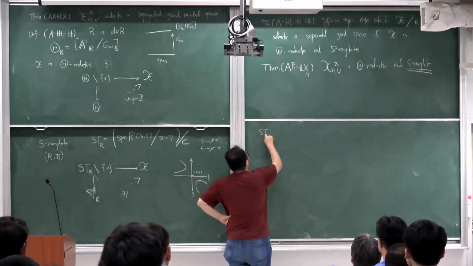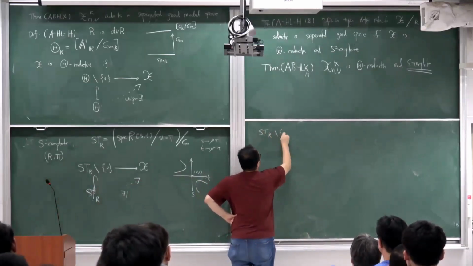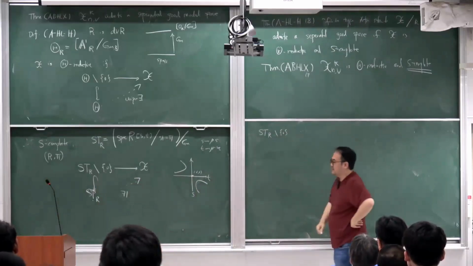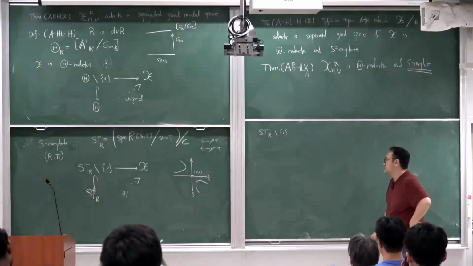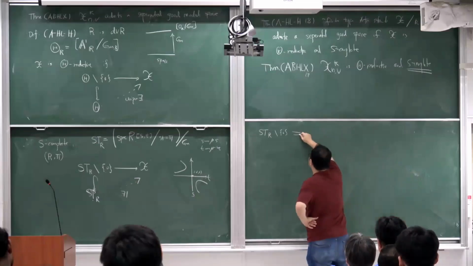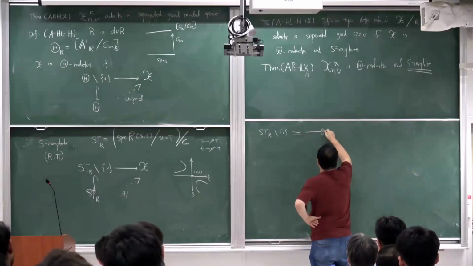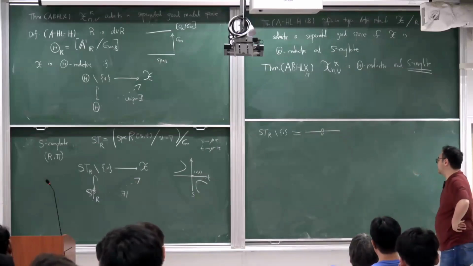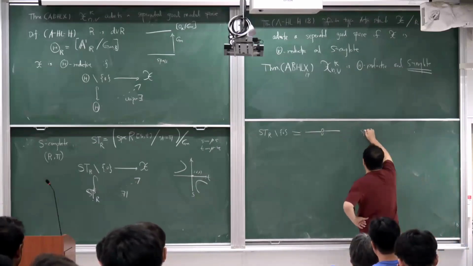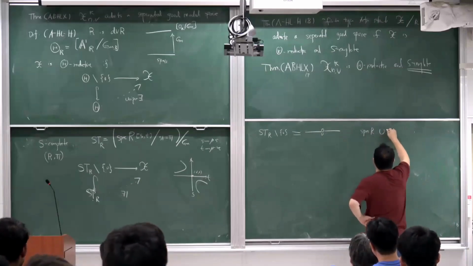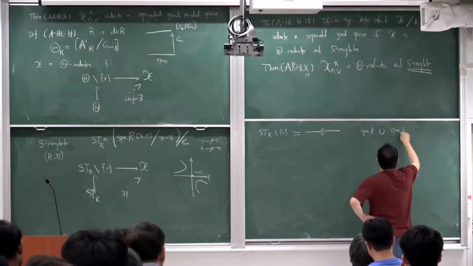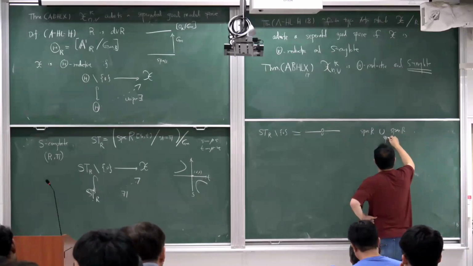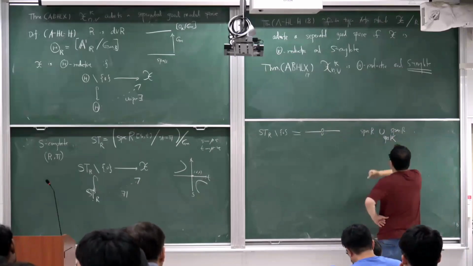But what's S times R take out 0? If you take a look at this, this is precisely just the double curve. So you basically have a Spec R glued with Spec R, with Spec K. The K is the generic point.